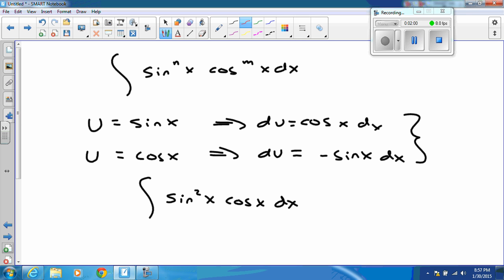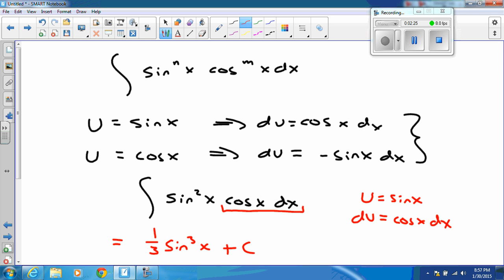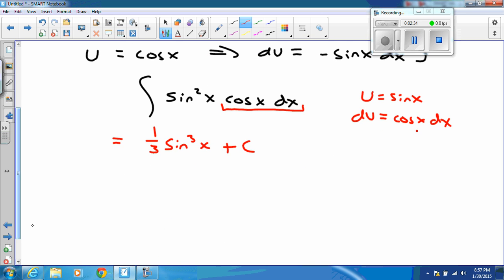This one's pretty straightforward. When I take a look at this, I can see that I have a cosine x dx that's sitting right there. So it's pretty obvious that I want to let u equal sine x. And therefore, I have du as cosine x dx. And what I really have then is the integral of u squared du. And I can integrate this form immediately, and we're done. See, it's very straightforward. The key was looking for the du.